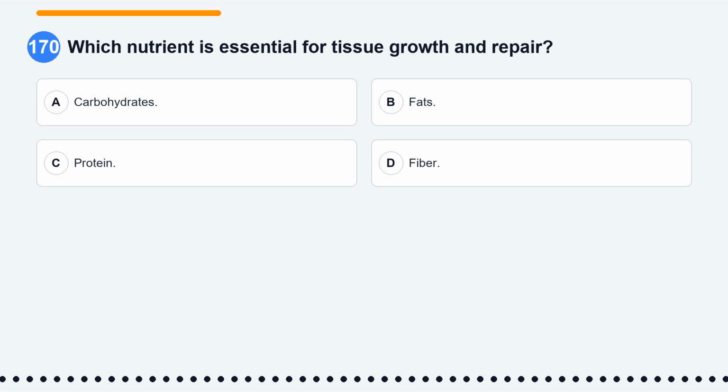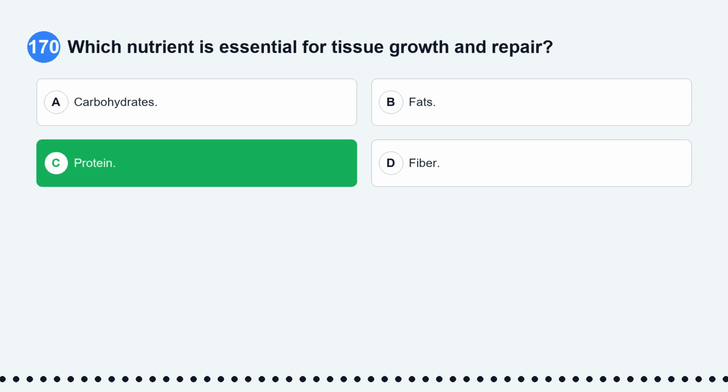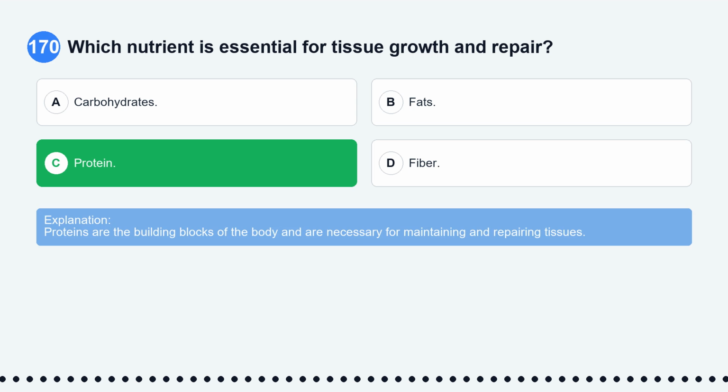Option B, fats. Option C, protein. Option D, fiber. The correct answer is option C, protein. Proteins are the building blocks of the body and are necessary for maintaining and repairing tissues.